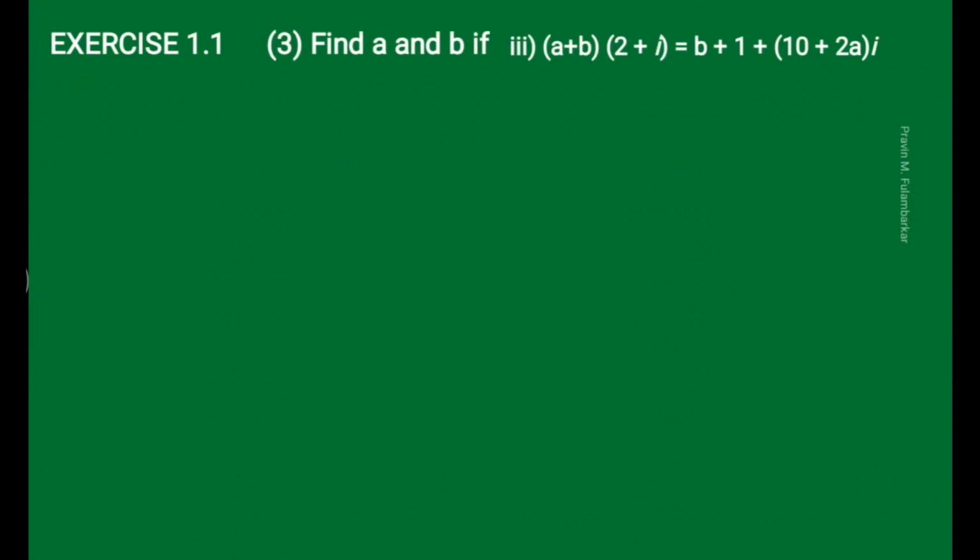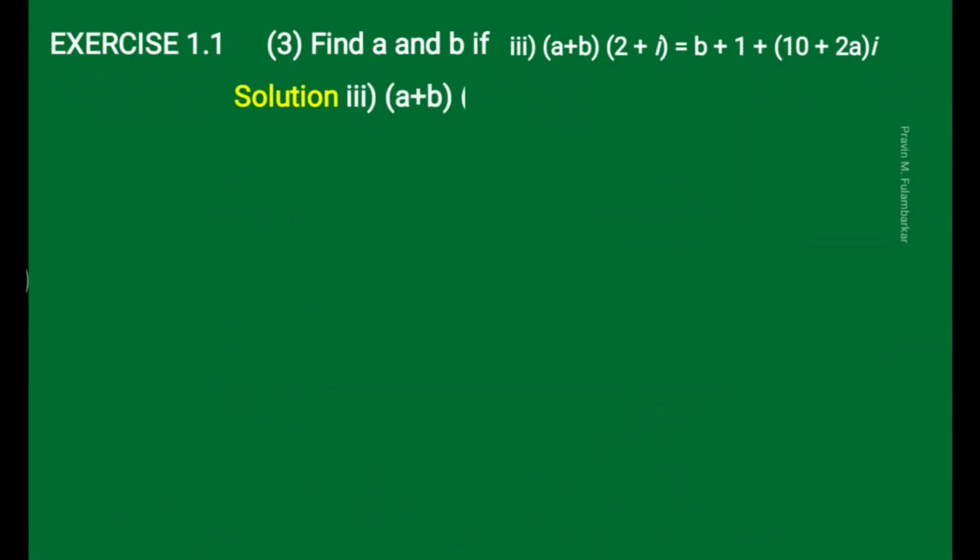Now see the third example: (a + b)(2 + i) = b + 1 + 10i + 2ai. Now we have to collect the constant terms, that is the terms of a and b, on the left hand side and the numerical terms on the right hand side. So we multiply these two brackets first.